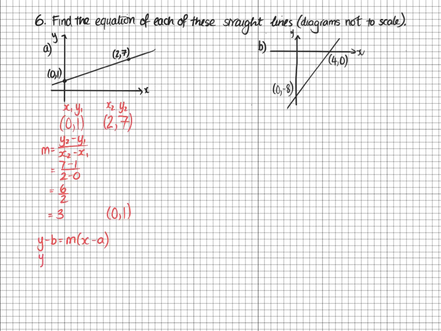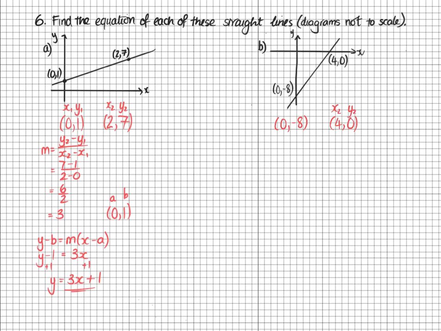So we get y take away 1, because that's our a, that's our b, equals 3x, because when that's 0 the bracket is just an x. Then we add 1 to both sides, so we get y is equal to 3x plus 1. As we can see, plus 1 crosses at 1, so we're good. Makes sense. Okay, so now we've got 0, minus 8, and 4, 0.